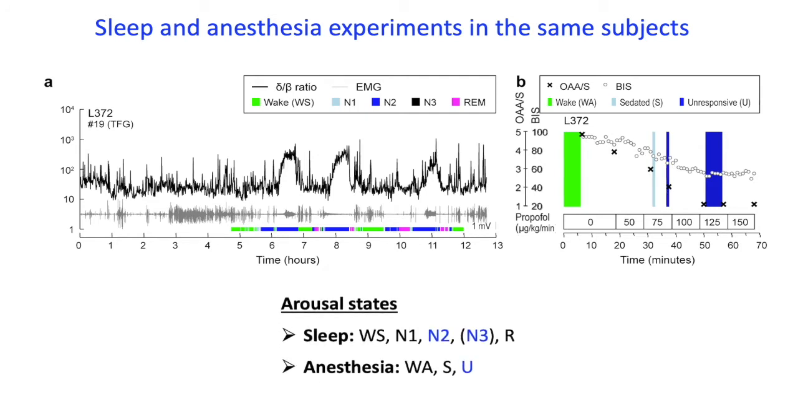Our hypothesis was that states N2 and N3 when we recorded it during sleep, during which dreaming is relatively low in frequency, and the state unresponsive under anesthesia represent states of reduced levels of consciousness, whereas wake and N1 and REM during the sleep experiment, when dreaming is relatively frequent, and the sedated state during the anesthesia experiment would be states of relatively high levels of consciousness.